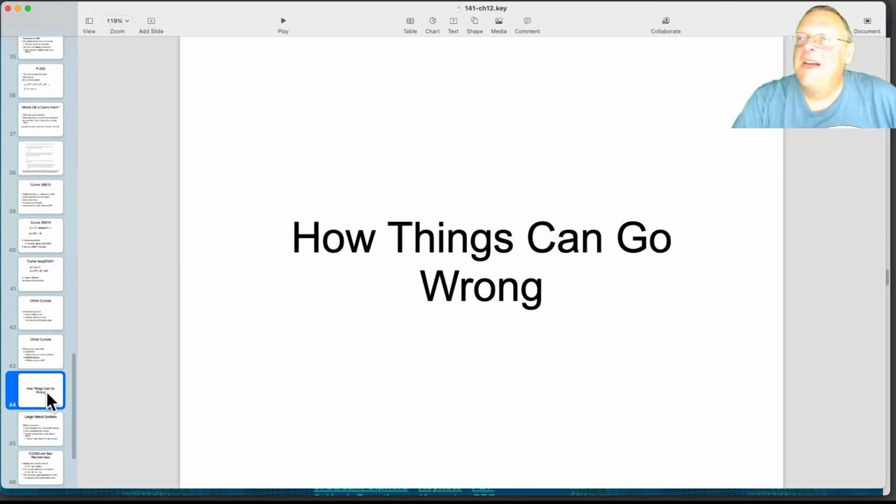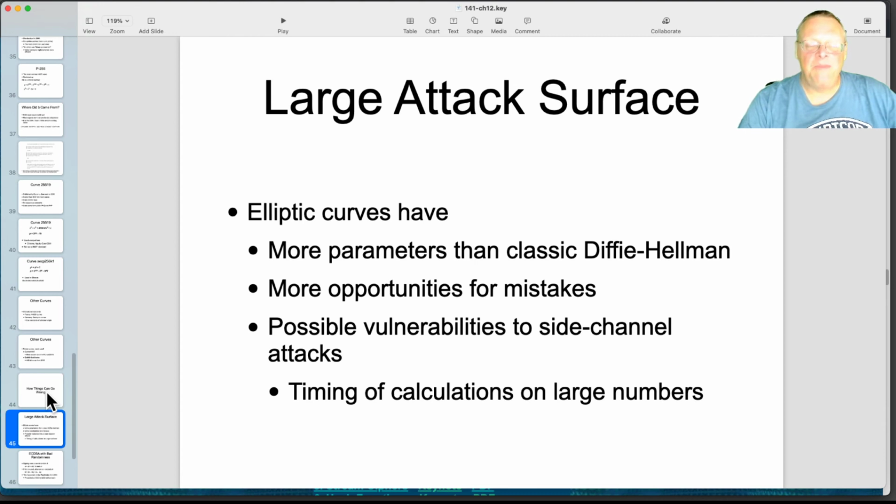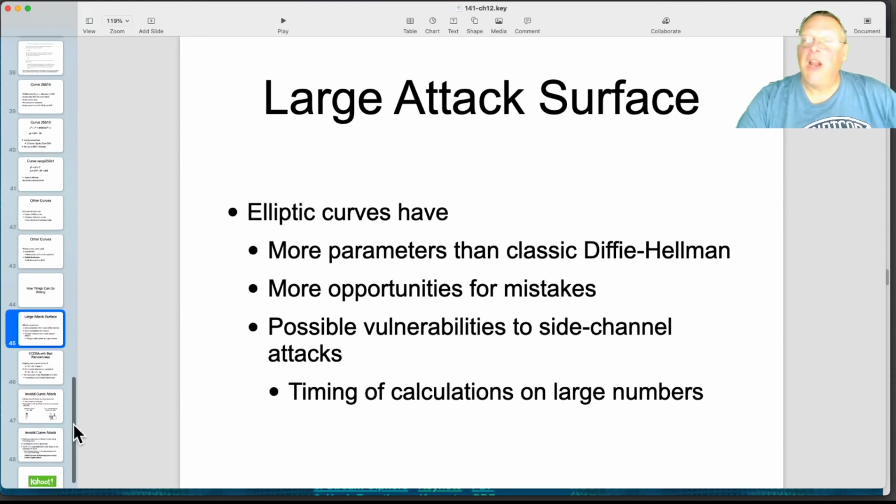All right. So here's some flaws that can happen in ECC. Elliptic curves have more parameters and therefore more opportunities for mistakes. So you might make errors like having side channel attacks or timing calculation attacks, depending on how you implement it. So that's certainly true. The math is a little confusing, and you might make mistakes in writing your code.